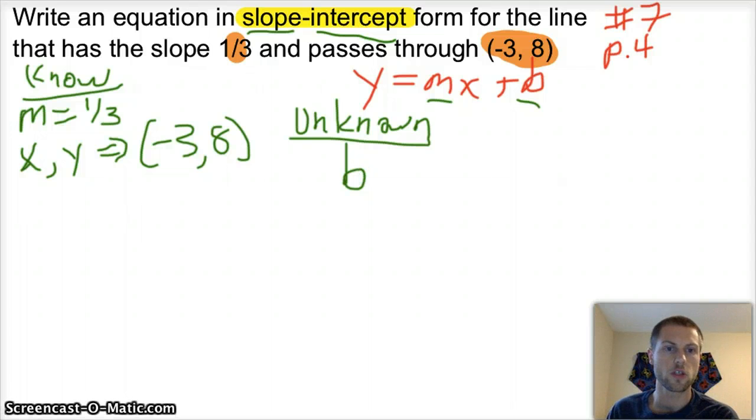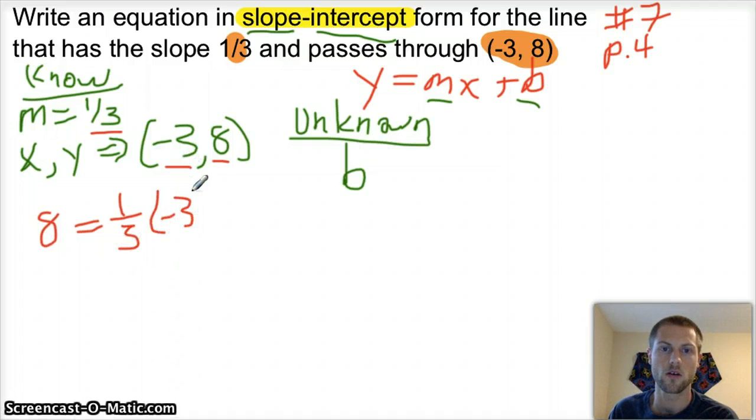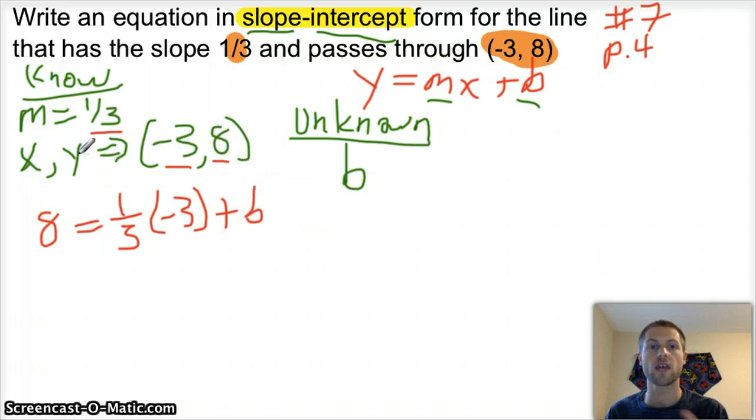So what do we do? We just take what we know and we plug it into this formula. So we have, I'm going to take this y, 8 = , I'm going to take this slope, 1/3 times this x, plus b. So all I've done here is I've taken my 1/3, my m, plugged it in for m. I've taken my x, plugged it in for x. Taken my y, plugged it in for y.